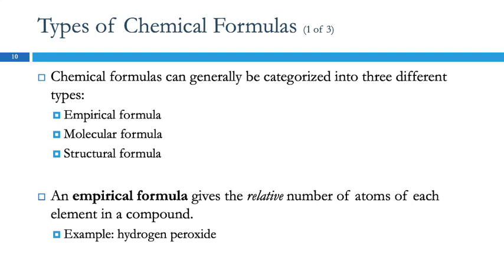An example is hydrogen peroxide. So the molecular formula for hydrogen peroxide is H2O2. This is a molecular compound, and each molecule has 2 hydrogens and 2 oxygens. But if you did an experiment and found out the mass of hydrogen and mass of oxygen and figured that out, you would come up with HO, which is the simplest ratio, right? This is a ratio of 2 to 2, and this represents 1 to 1. So the empirical formula is always the lowest whole number ratio of atoms.